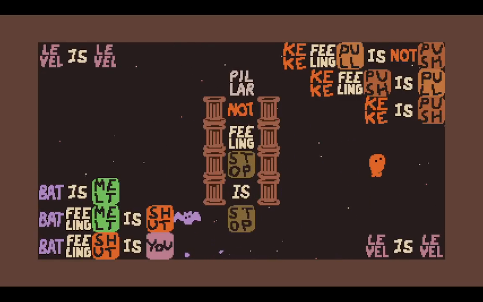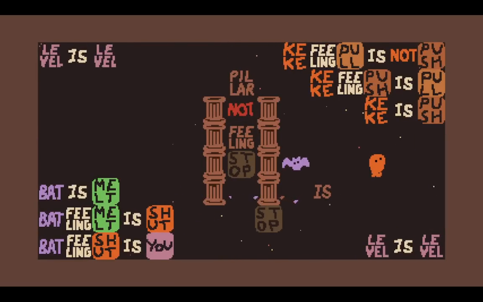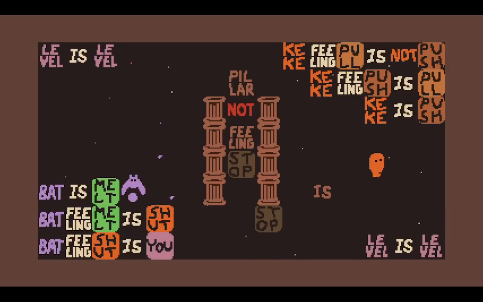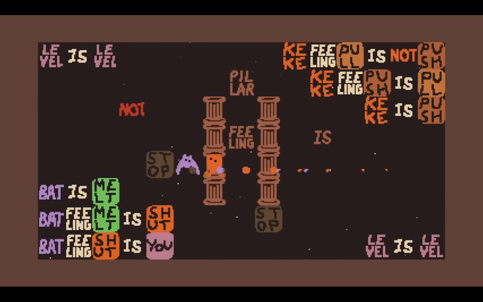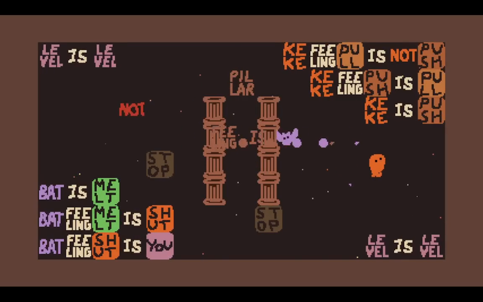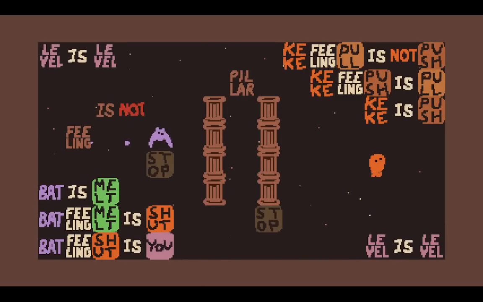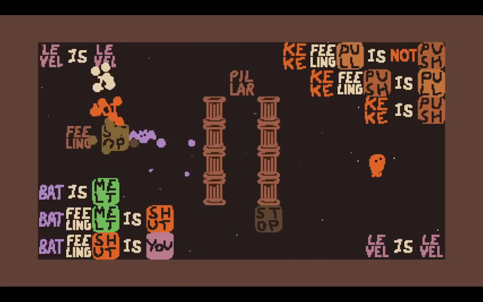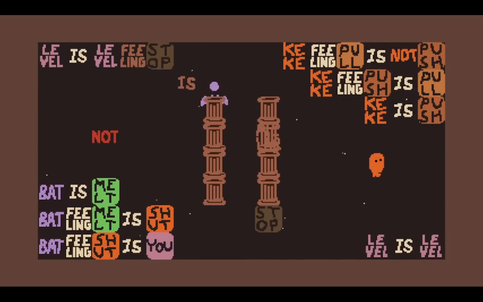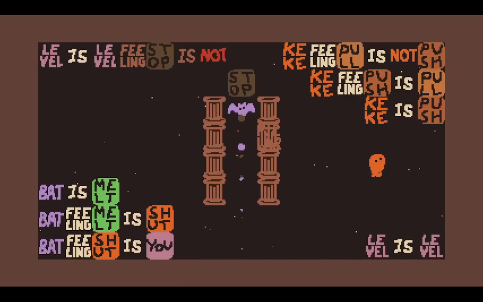Why not? So we can make pillar not be stop anymore. Screwing around with this stuff. And we got level is level. Don't know what that's for, and I don't know what the bat stuff is for either. I guess level is innately stop, right? So maybe the idea is that level is stop is the basis for the spaghetti that's gonna happen. But make level feeling stop is not stop. Is that true? Because again, the level is stop.